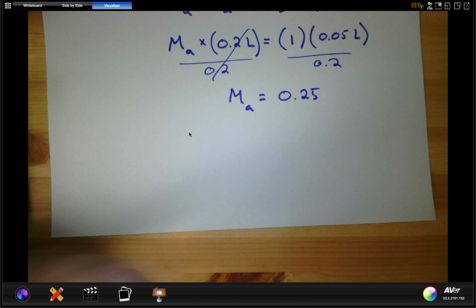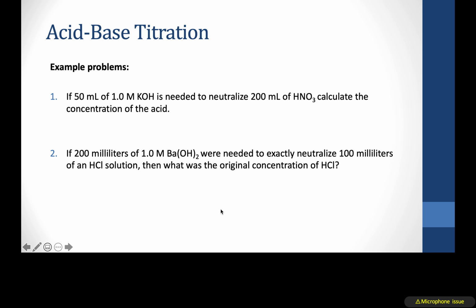Okay. Let me go back here. All right, let's do another one. Now this one's a little trickier, and I will explain why. So I'm going to rewrite my formula that I know I'm going to need: molarity of the acid times the volume of the acid is equal to the molarity of the base times the volume of the base. And again, it's in your reference table, you don't have to memorize it.